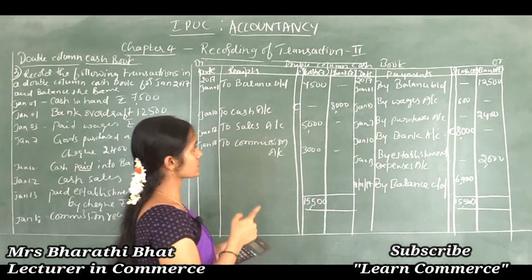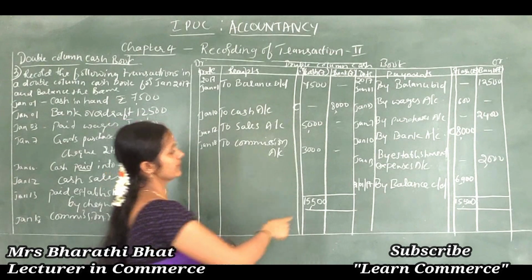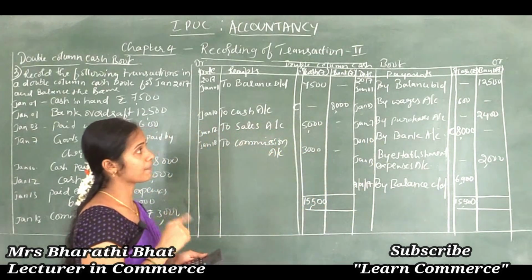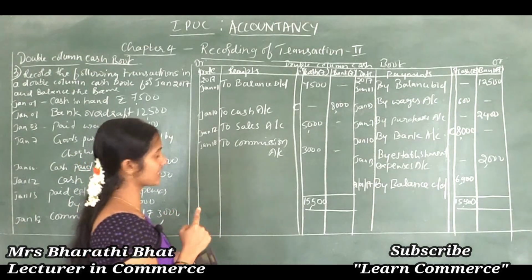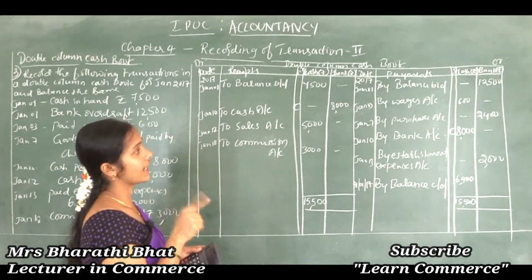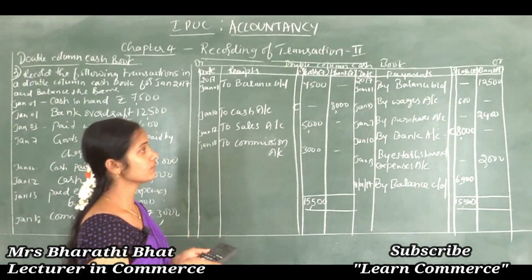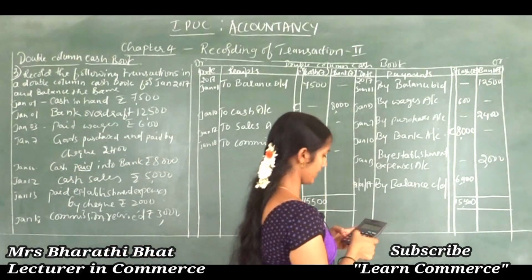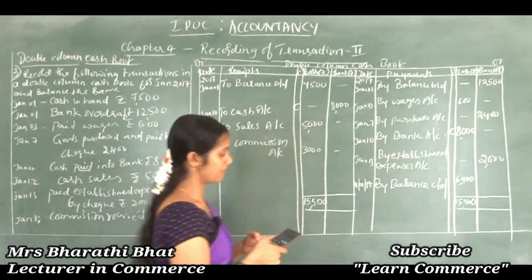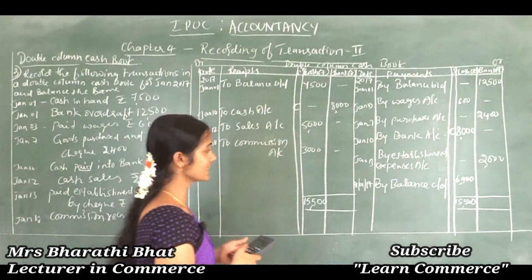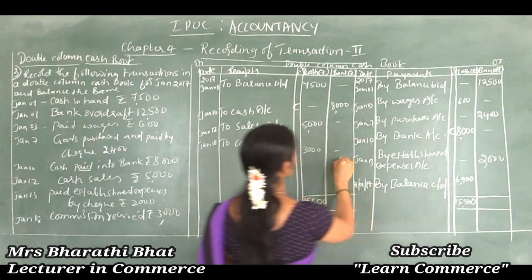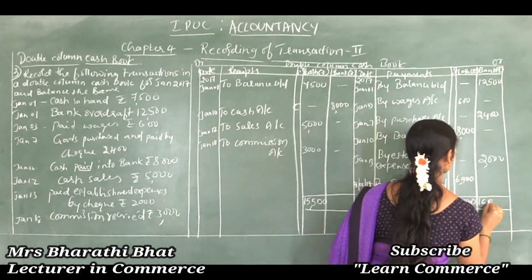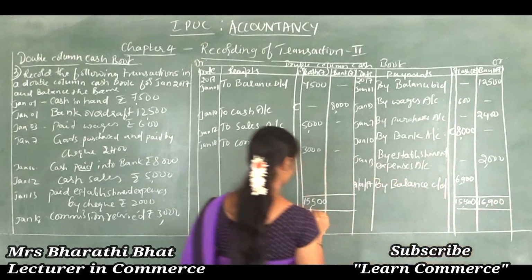On the next side, here only 8,000, but there 12,500. Our payment is more than our receipt, so that side shows the greater value. 12,500, 2,400 plus 2,000, 16,900, but here only 8,000. So we need to write this amount 16,900 on both sides.